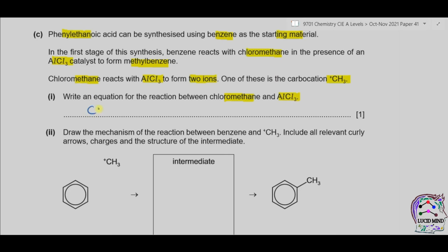Chloromethane is CH3Cl. It reacts with AlCl3 to form two ions. One is given, CH3+. And if CH3+ is one of the products, then the second one will be negative and it will be AlCl4-.